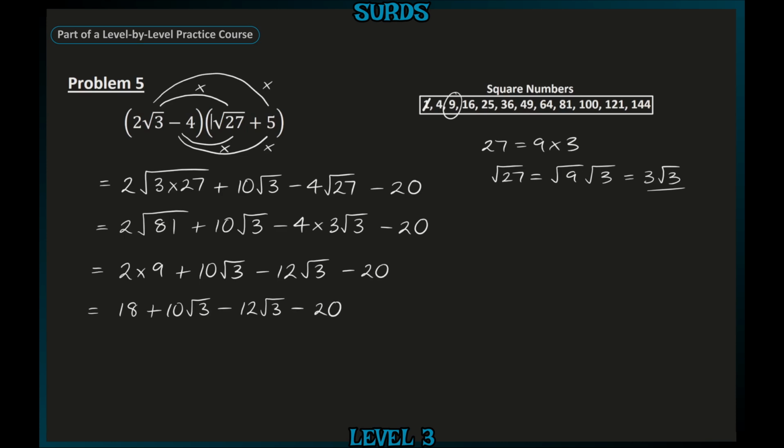So now we've simplified each of those terms independently, we can look at whether we can collect some of these together, and we can. We can collect together the 18 and the minus 20, and this gives us minus 2. And we can also collect together the 10 root 3 and the minus 12 root 3. And this gives us minus 2 root 3, because 10 minus 12 is minus 2. So minus 2 root 3 is our final answer to problem 5.